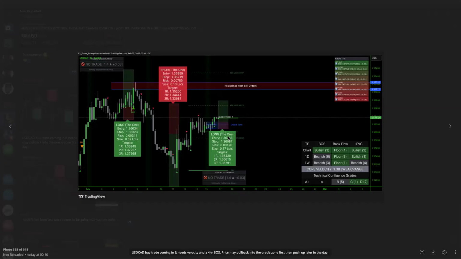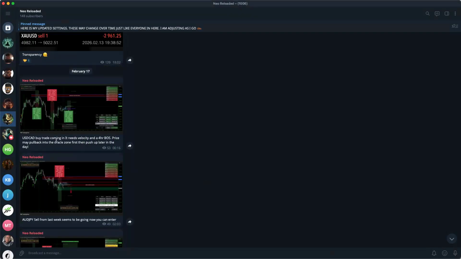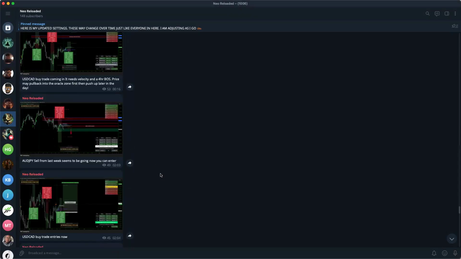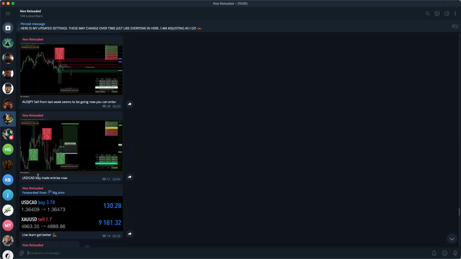This is Neo generating this. I didn't have to look for this trade. Neo told me to look for this trade. Then we see the daily IFVG was bullish as well. So that's one of the confluences of what we're seeing now. Boom. So here, this is a free trade I gave to every single person. As soon as we got the trigger for USD CAD, I said USD CAD buy trade entries now.